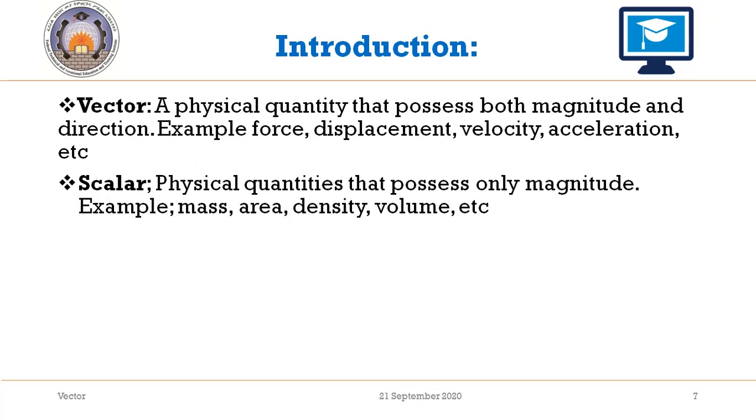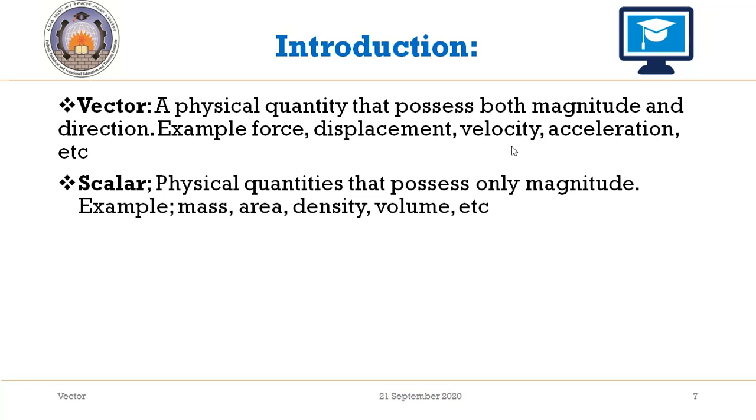As an introduction, physical quantities can be divided into two: a vector quantity and a scalar quantity. A physical quantity that possesses both magnitude and direction is known as a vector. For instance, force, displacement, velocity, acceleration, and so on. A scalar quantity is a quantity that possesses only magnitude. For instance, mass, area, density, volume, and so on.